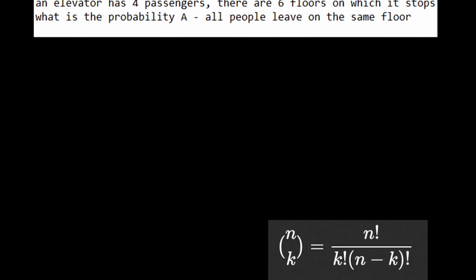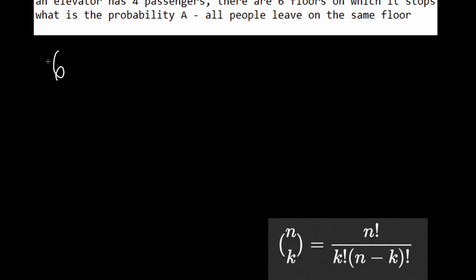Now let's tackle something else. What if we want to see the probability that all people leave on the same floor? To do that, we just need to consider that there are 6 floors. We need to choose a floor and then assign the passengers to that floor. So there are 6 choices for each floor. And now we need to assign the passengers to said floor. Once a floor is chosen, all 4 passengers must exit on that chosen floor. And since the passenger independently chooses a floor, we assume each floor has the same likelihood of being chosen.